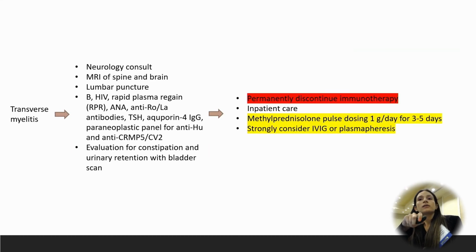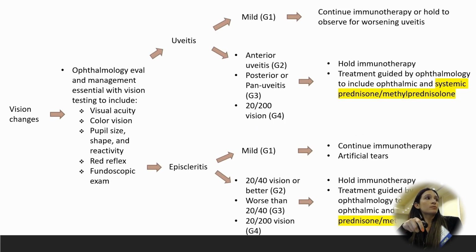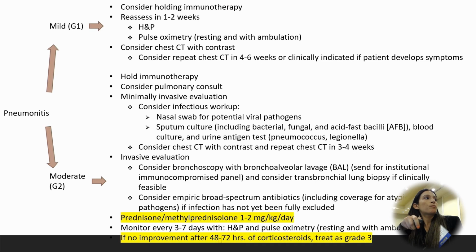Transverse myelitis, same thing. So do you see that trend? Some of them require holding, treating, but for the neuro events, you basically have to completely discontinue therapy. Vision changes, uveitis, and here episcleritis. You treat by continuing, holding, maybe consider steroids right here, and for this, the same.